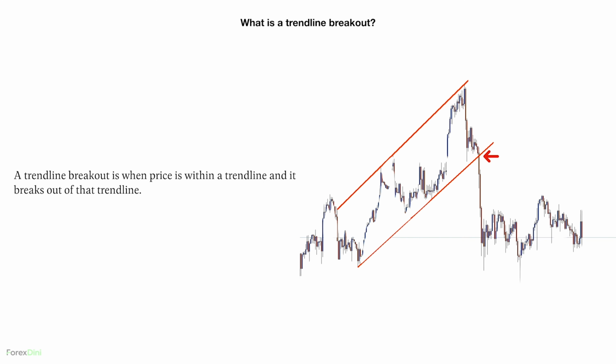What is a trend line breakout? A trend line breakout is when price is within a trend line and it breaks out of that trend line. Now, as you can see, price is within that trend line, then it decides to break that trend line. And this is when it decides to break, and that's what we call a trend line breakout.